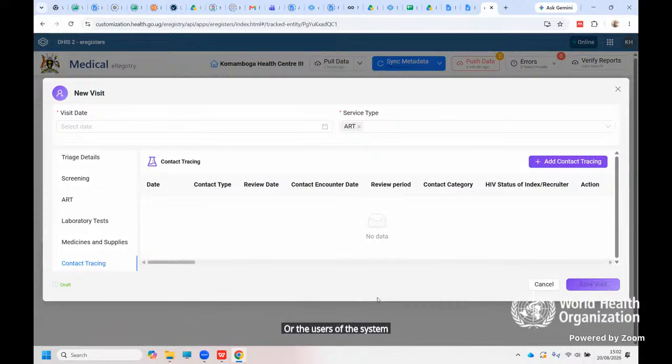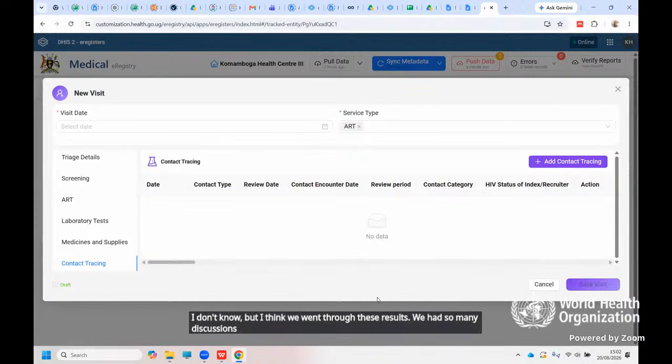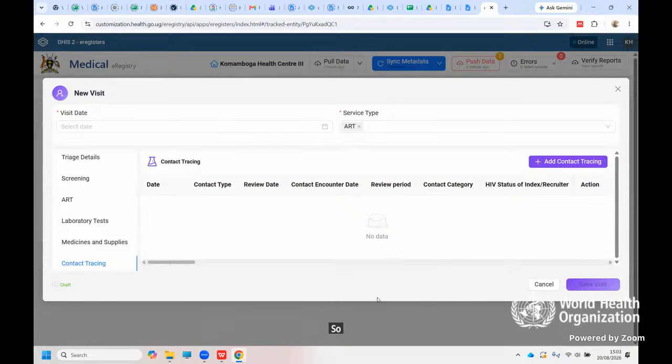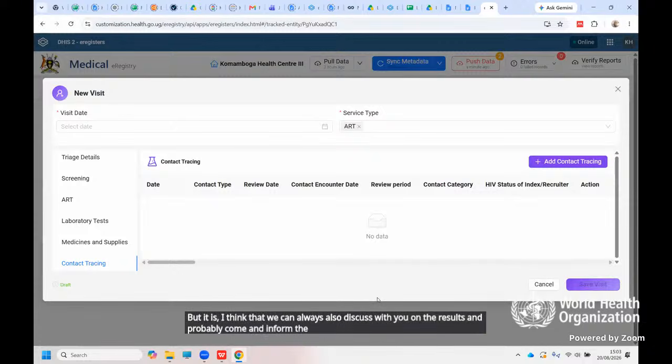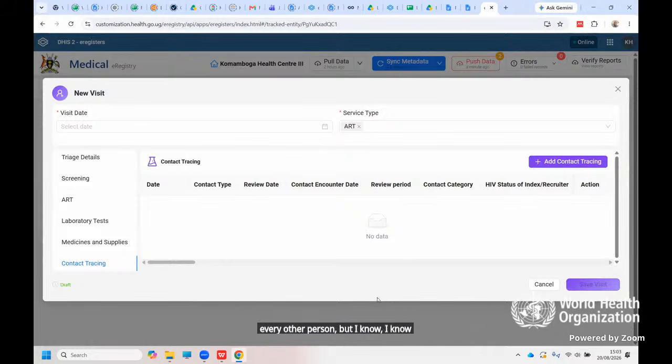In terms of the negative results, I think people went through these results. We had so many discussions about the different possible results. Dr. Edgar, we can always discuss with you on the results and come and inform everyone else. I know we went through all those back and forth on which results to consider, and that's how we ended up with those.